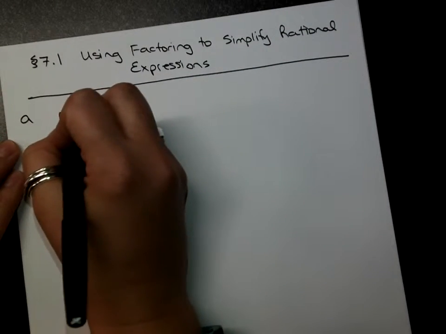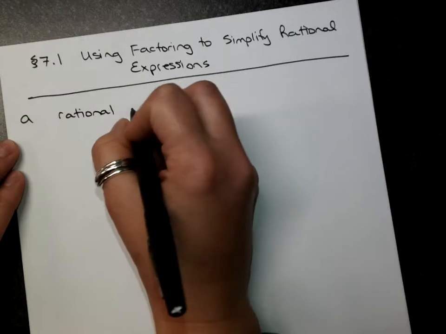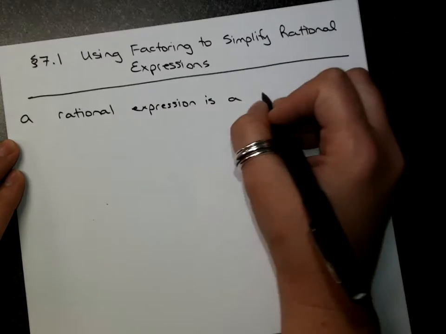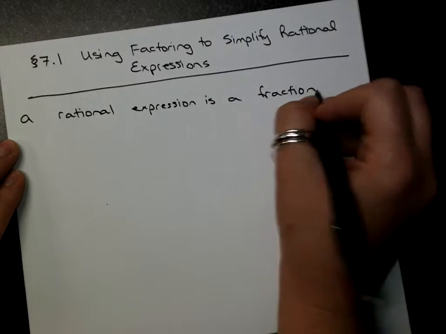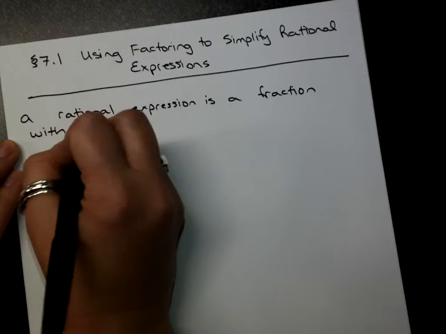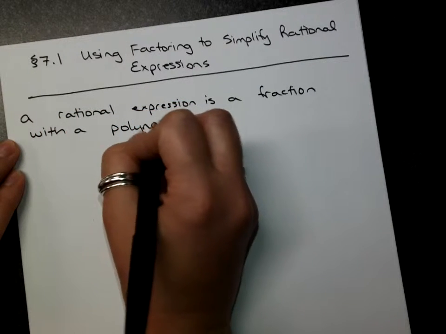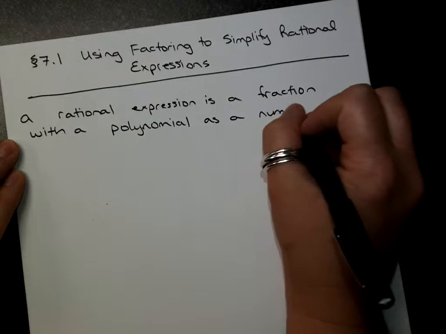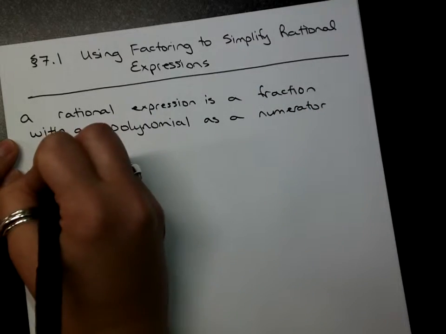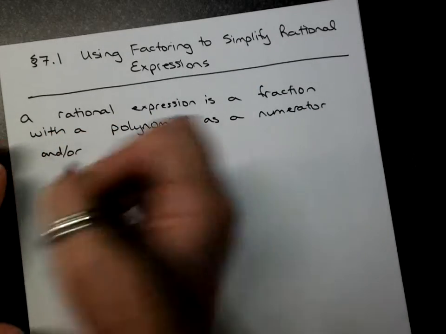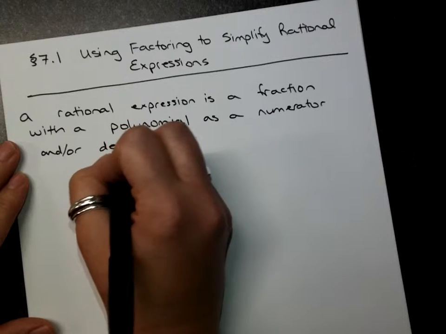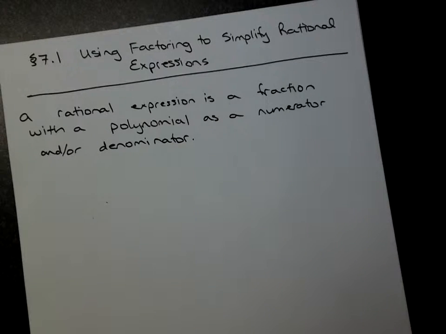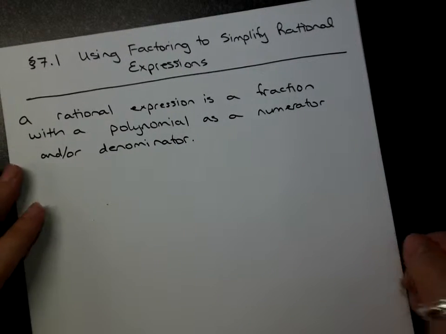So a rational expression is a fraction with a polynomial as a numerator and/or, sometimes it's and, sometimes it's or, denominator. So the numerator and the denominator, the top and the bottom, can be polynomials.